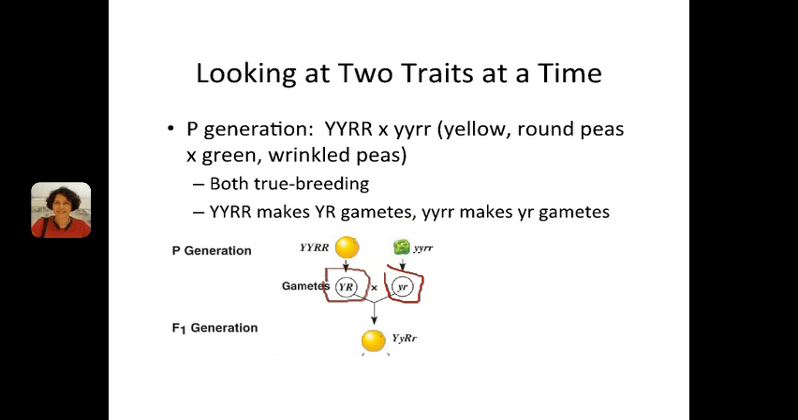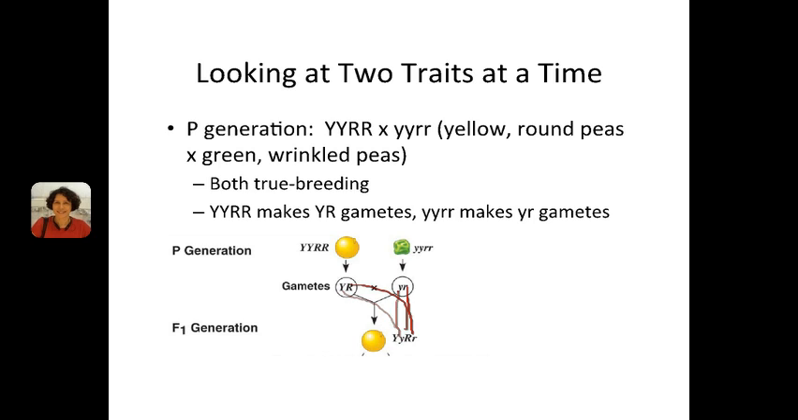Fertilization entails the fusion of the sperm and the egg, so the F1 generation, the children of these two parents, are going to have this genotype and phenotype combination. The genotype is big Y, little y, big R, little r, because they got a big Y from the yellow parent and a little y from the green parent. They got a big R from the yellow parent and a little r from the green parent. So that's the genotype.